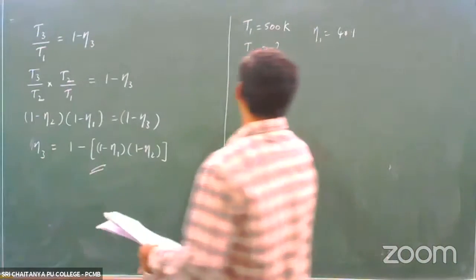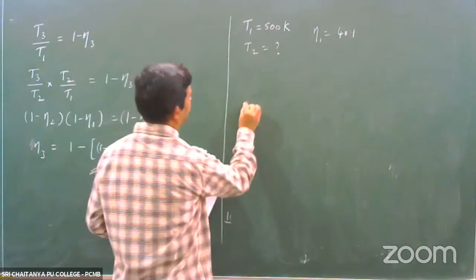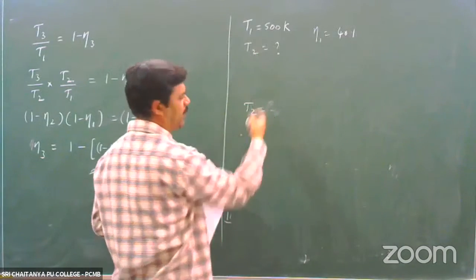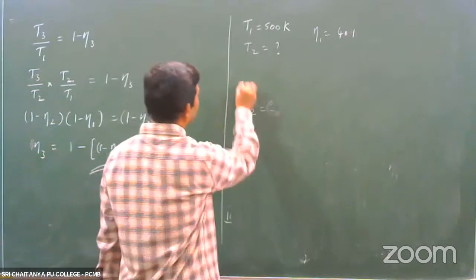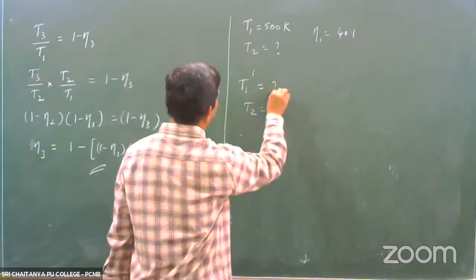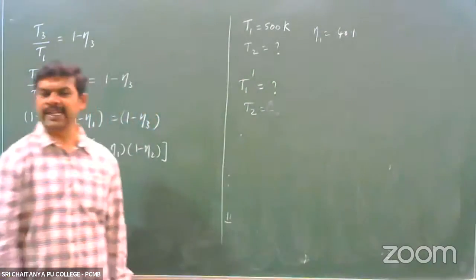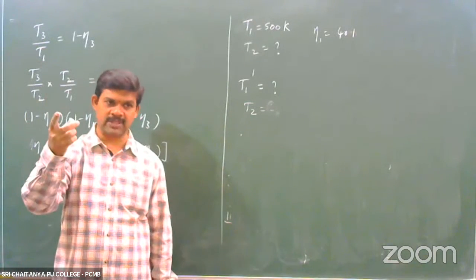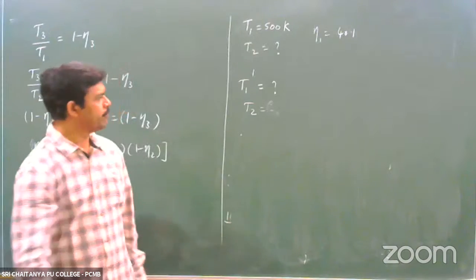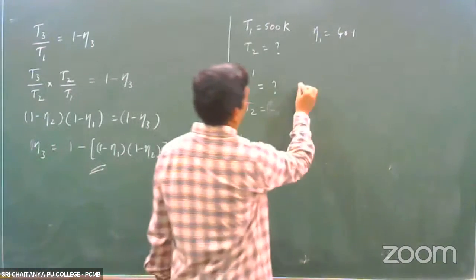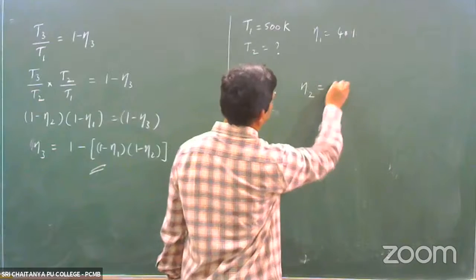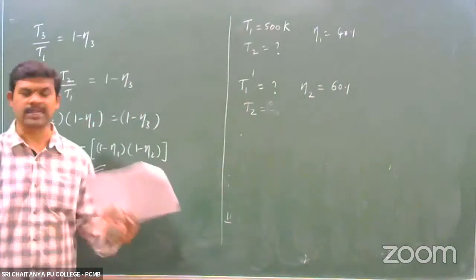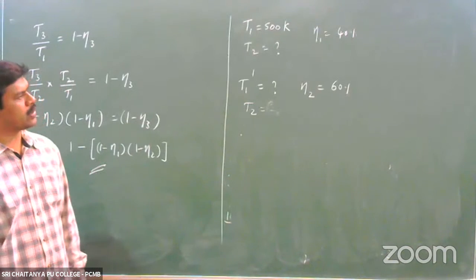Second case, for the same exhaust temperature, whatever it is, here also, what is the intake temperature? What does intake temperature mean? T1. Exhaust means giving up, the sink temperature. To have an efficiency of 60%, that is the question. How to solve?